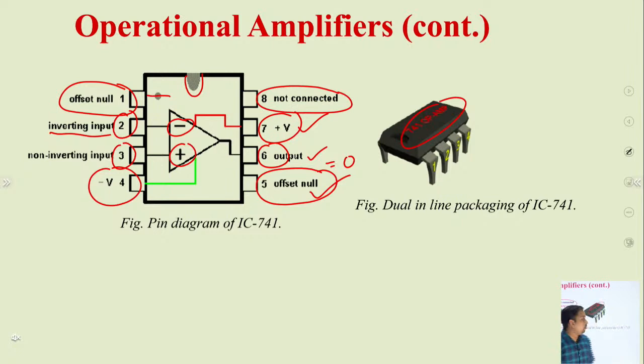Here in this particular figure we can see the dual inline packaging of IC 741. So in industry we just manufacture this 8-pin IC. Later on we will compare the ideal and the practical op-amps.